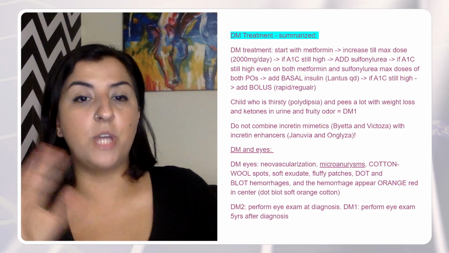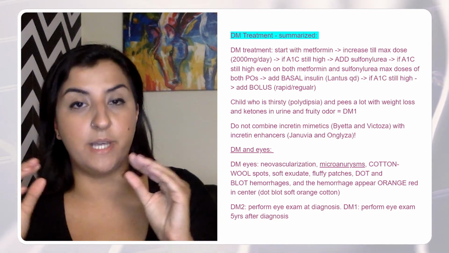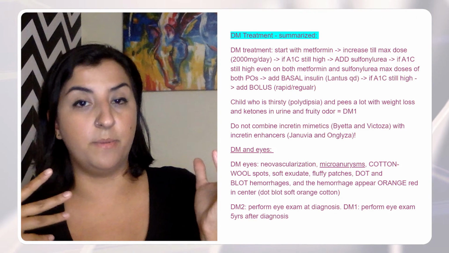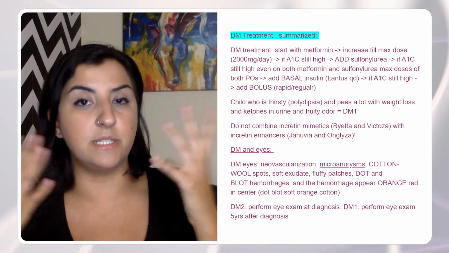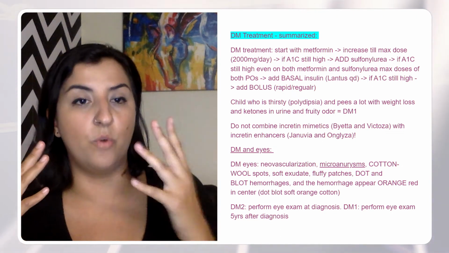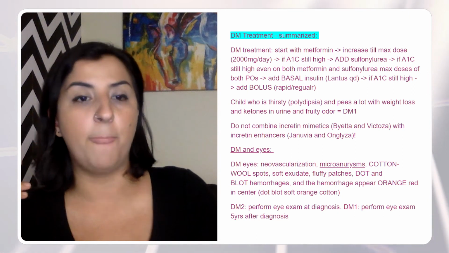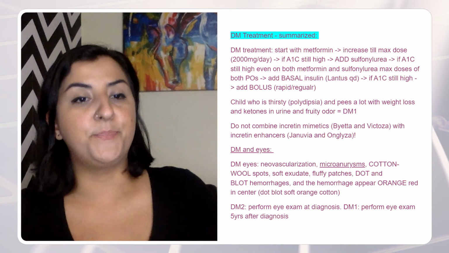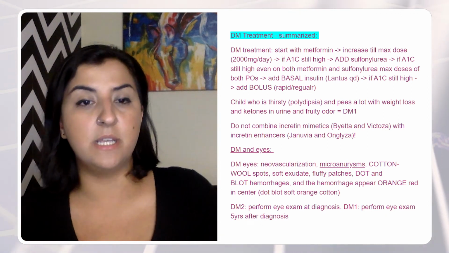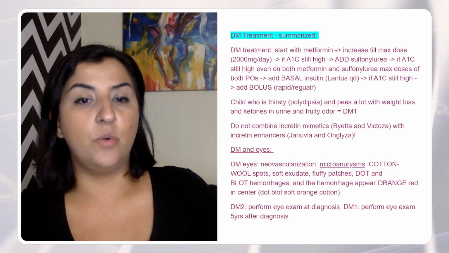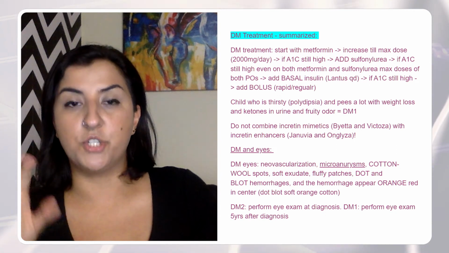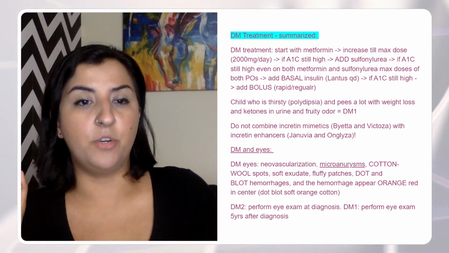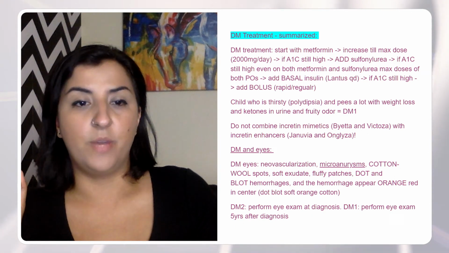But you gotta remember the cotton wools is your diabetic patients, because they're gonna try to confuse you with your hypertension patients, because they have their distinctive eyes as well, which we'll go over when we're talking about the cardiology section. But for your diabetic patient, remember your cotton wool, okay? Soft exudates, fluffy patches, and then you also get the dot and blot hemorrhages, okay? Remember that word, dot and blot hemorrhages. And the hemorrhage appear orange-red in the center, okay?